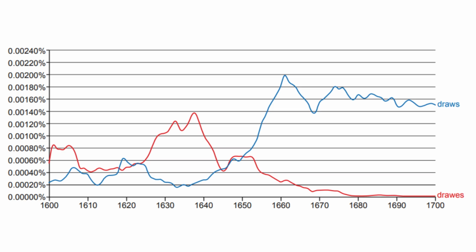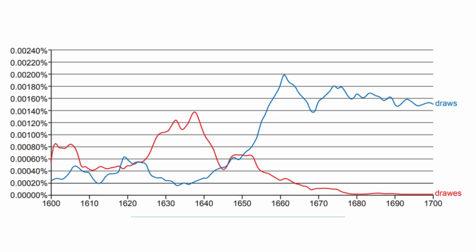The red line representing DRAWES shows a different pattern. It starts with a higher frequency, then experiences a sharp decline. By the late 1600s, its frequency becomes negligible. The decline of DRAWES suggests a shift in spelling norms towards the modern spelling DRAWS.